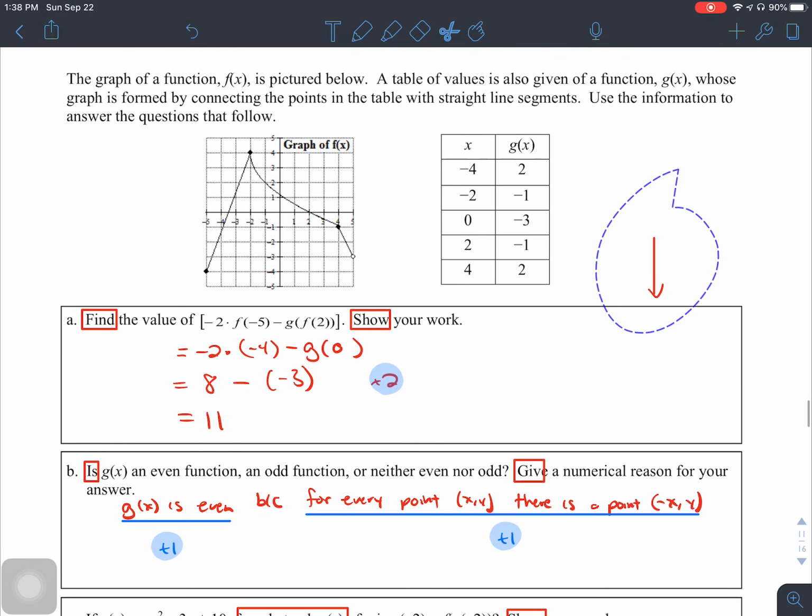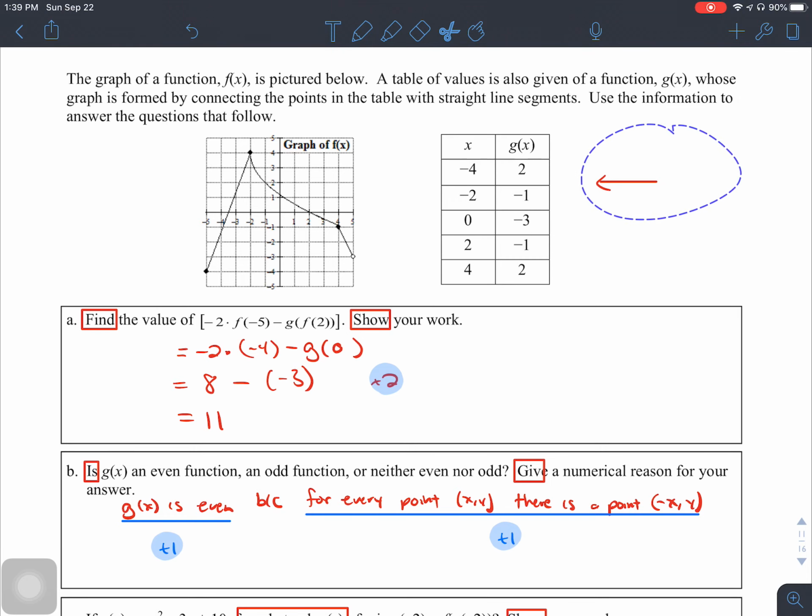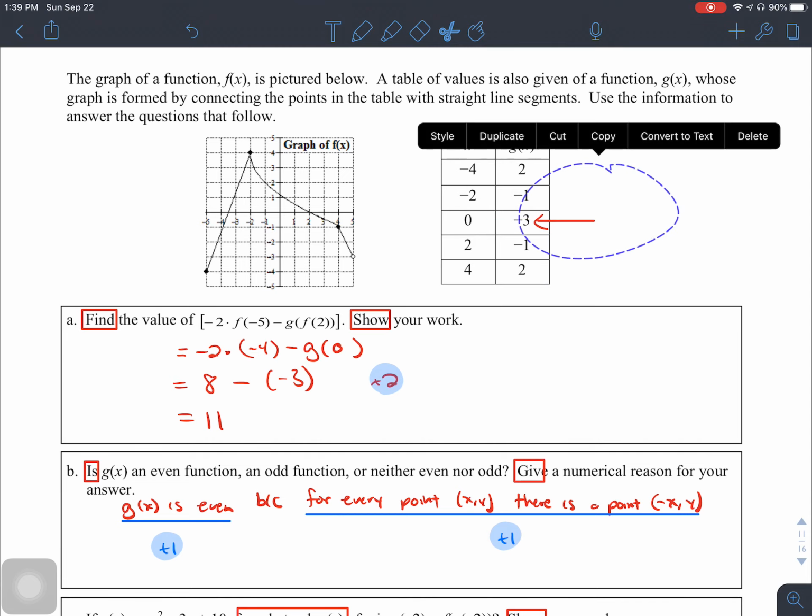Part B, is g of x, that's this one here, an even function, an odd function, or neither? Give a numerical reason for your answer. Well, in order to be even, for every x value that has a y, if you change the sign of the x value, it has the same y value. And that's what's happening here. Now, there's an exception to that because 0 doesn't have a negative version. It's on the line of symmetry. So there is no alternate version of 0 here because -0 is still 0. This is an even function.